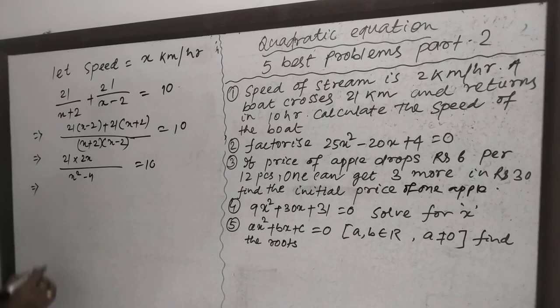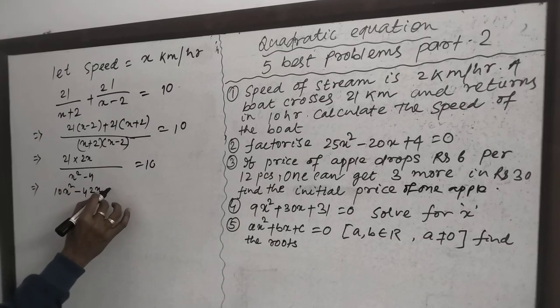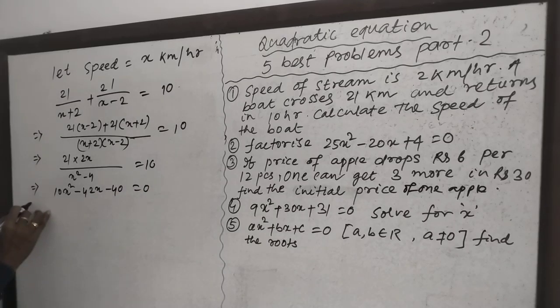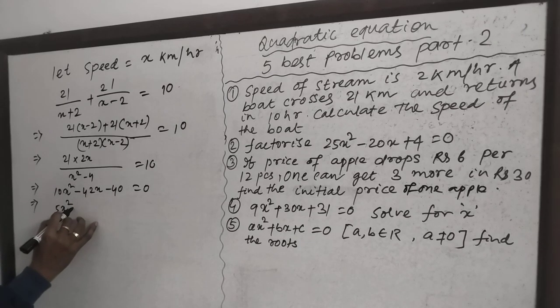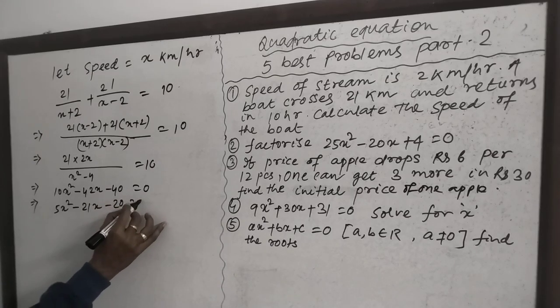Now this is equal to 10x square minus 42x minus 40 equal to 0. That is equal to 5x square minus 21x minus 20 equal to 0.